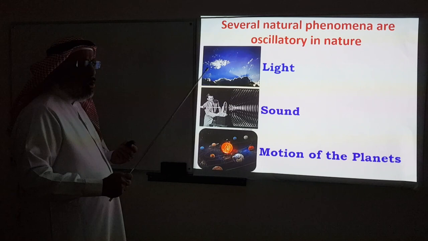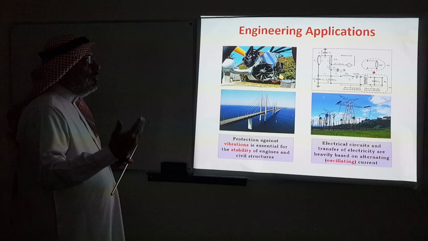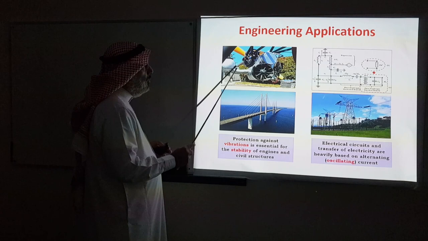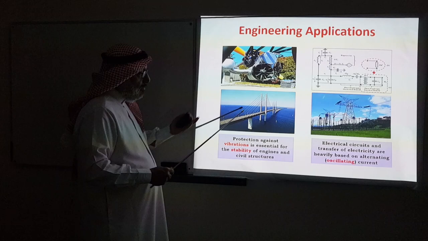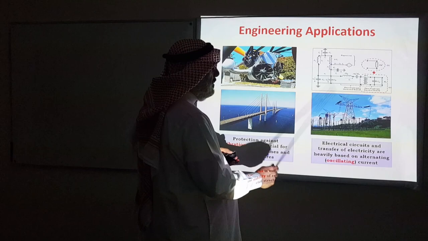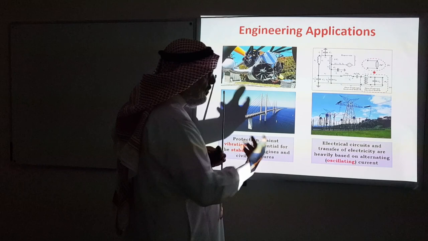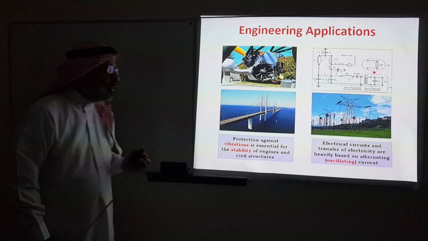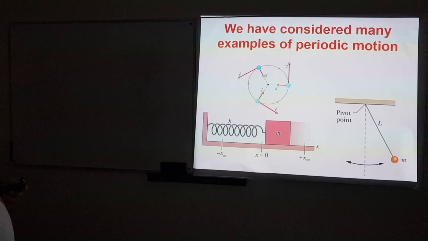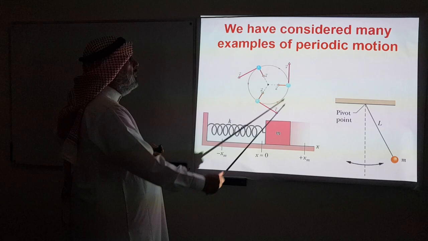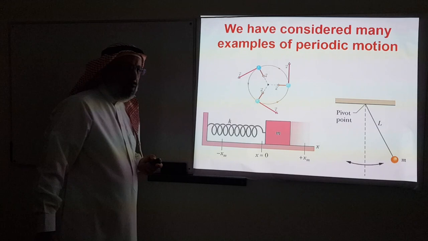Oscillatory motion has extremely important engineering applications. It is important to understand and control the vibration of engines, and the vibration of civil structures like bridges and buildings. Remember that AC circuits or AC currents are basically alternating, oscillating in nature, and they form the basis of the electricity that we use in our houses and factories. We have already considered many examples of periodic motion: the simple pendulum, the mass-spring system, and uniform circular motion are all examples of oscillatory or periodic motion.